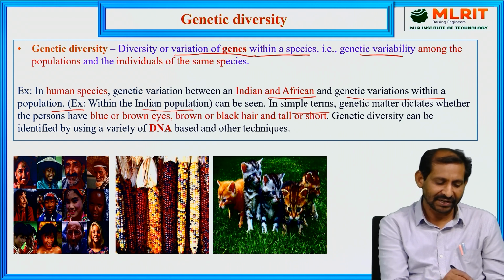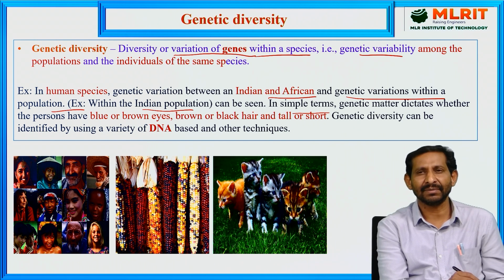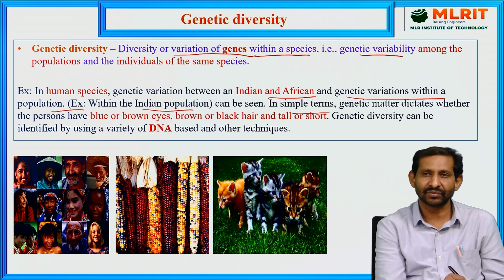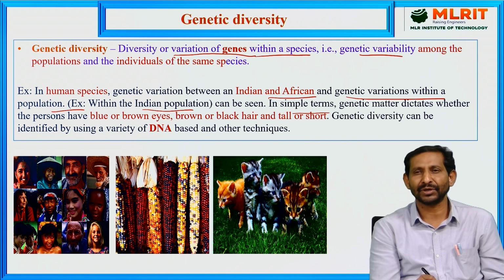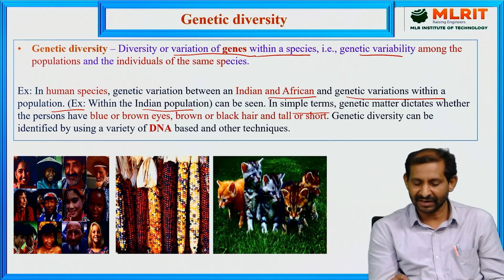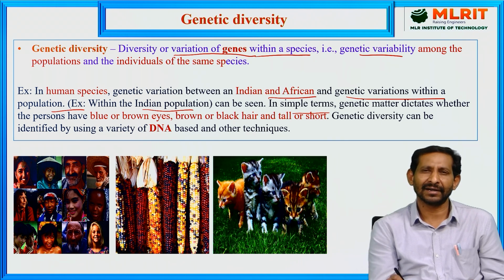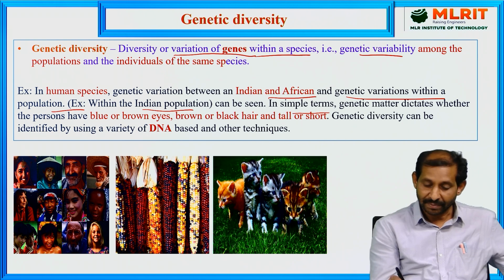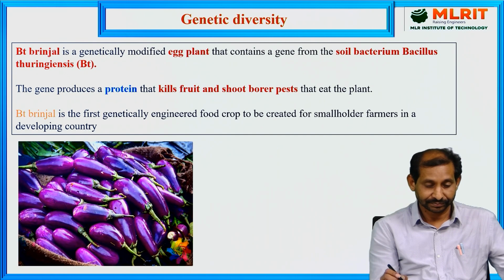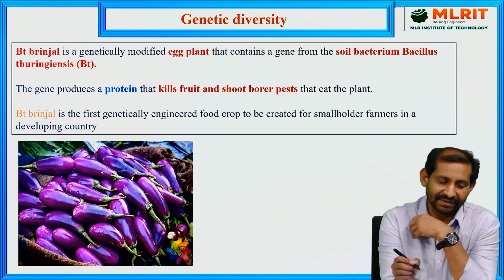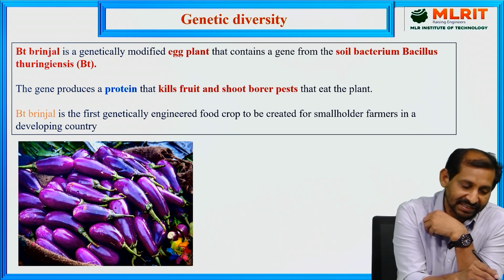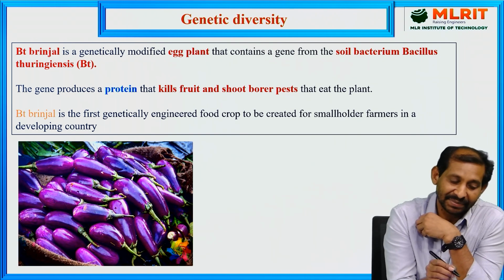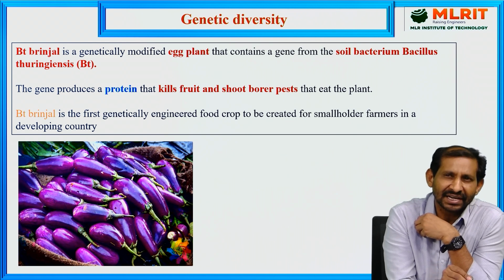So here, for example, is how variation comes into different populations. One example is taken from corn, and another is the different color and changing eyes in cats. Genetic diversity is another example also given. This one is the brinjal, BT brinjal. BT brinjal is a genetically modified eggplant.